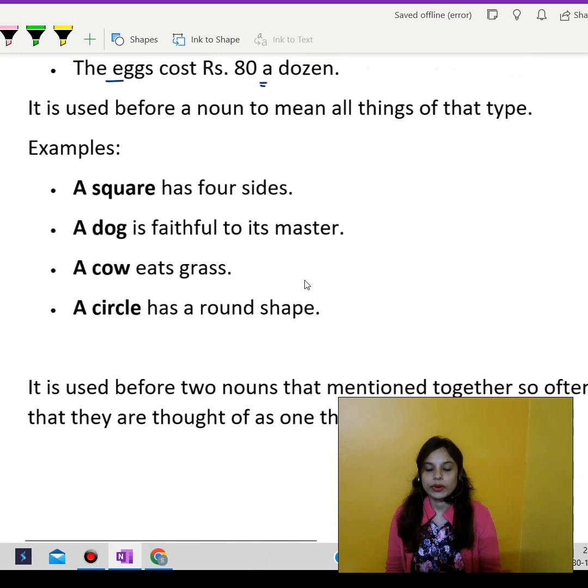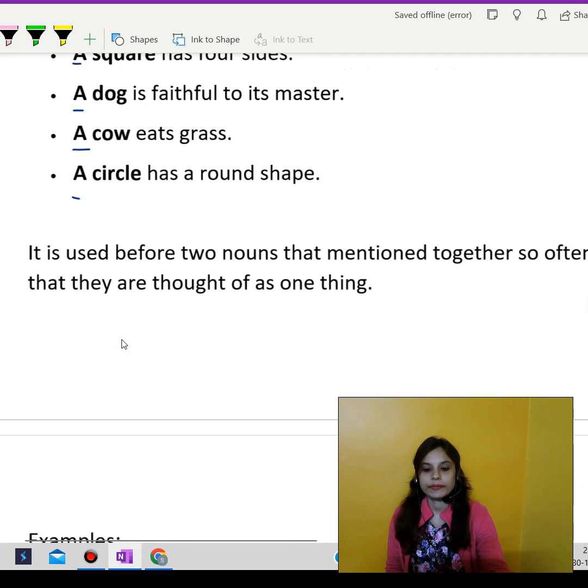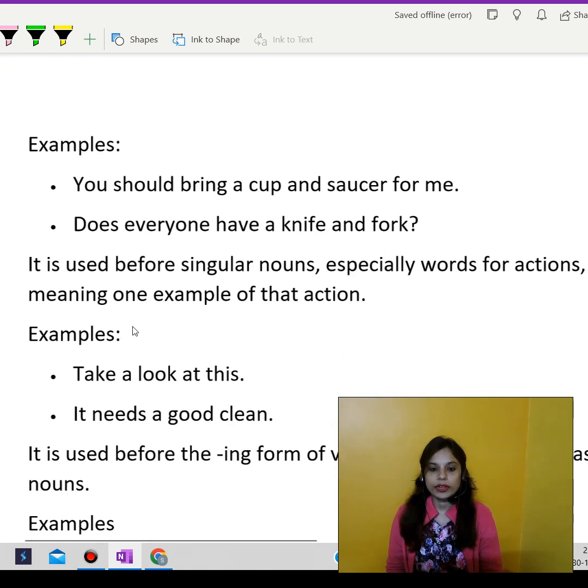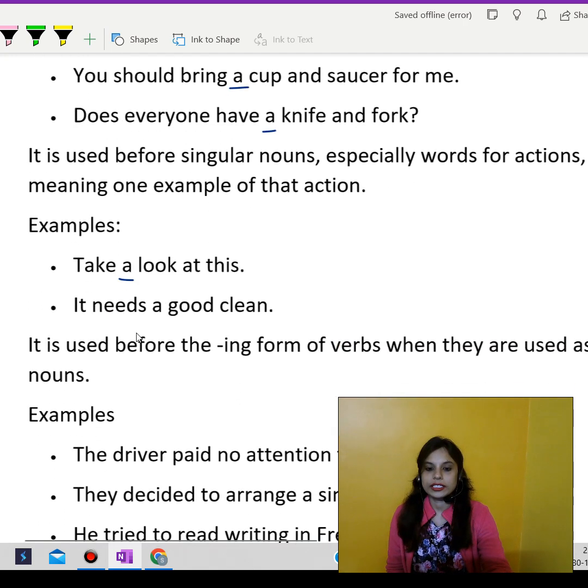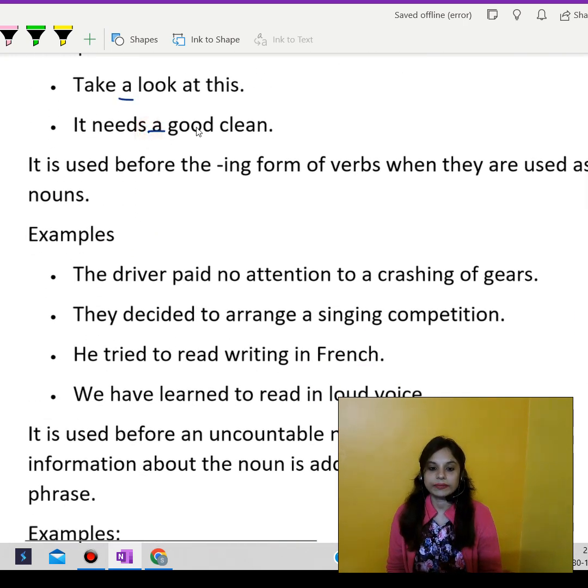Let's go through some more examples. A square has four sides. A dog is faithful to its master. A cow eats grass. A circle has a round shape. Some more examples. You should bring a cup and saucer for me. Does everyone have a knife and a fork? Take a look at this. It needs a good clean.